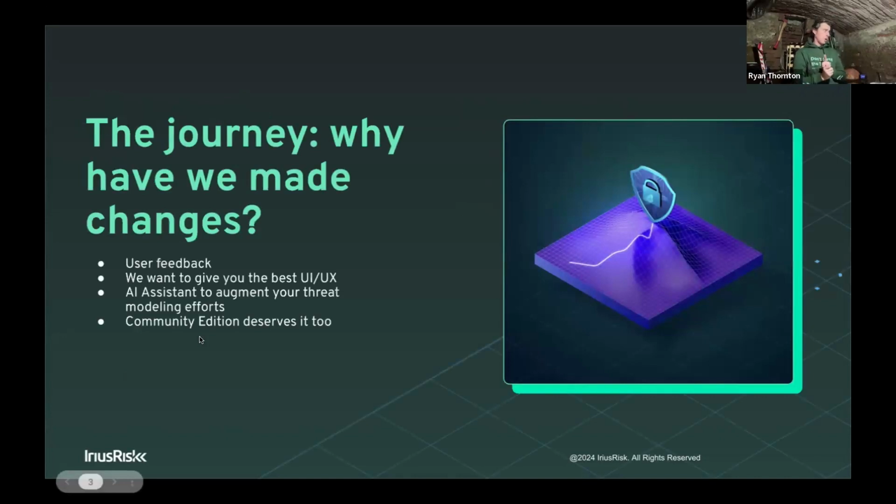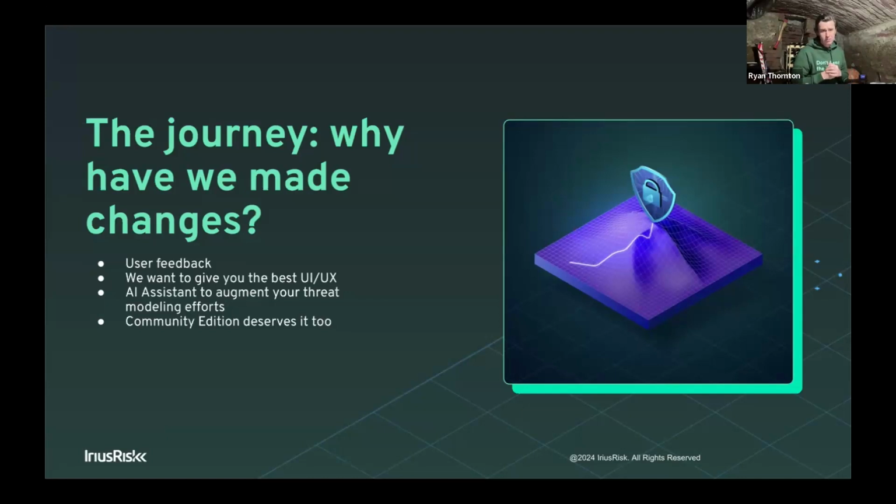The journey, why we have made these changes. So we've looked at user feedback. You want us to give you the best UX, UI. We've concentrated on testing AI and machine learning systems, on being able to create threat models, having our own library for that. Now we're looking at augmenting threat modeling itself with AI. It is a tool. It still needs you in the driving seat. It is still your threat model after all.